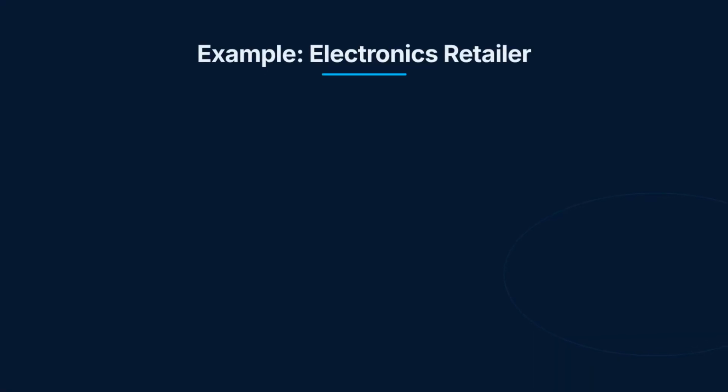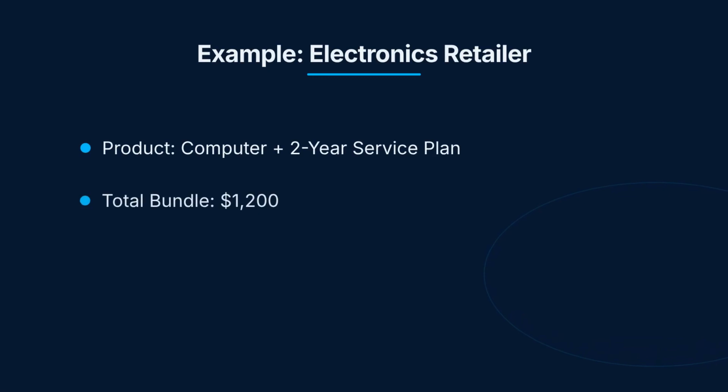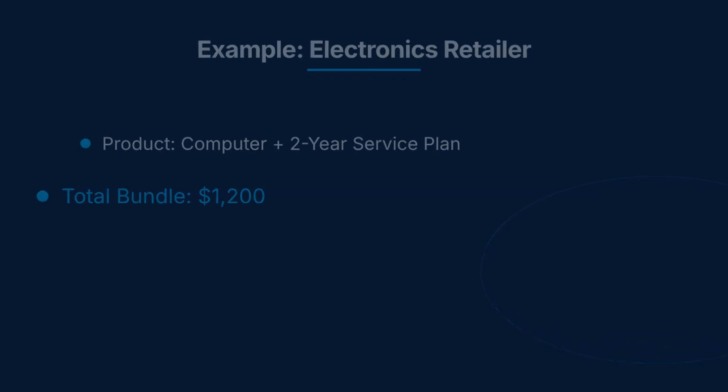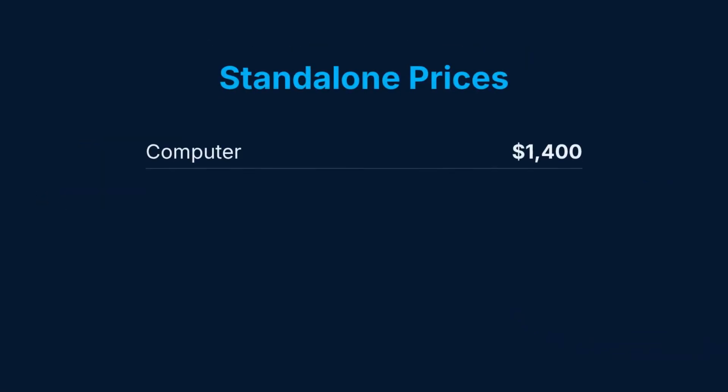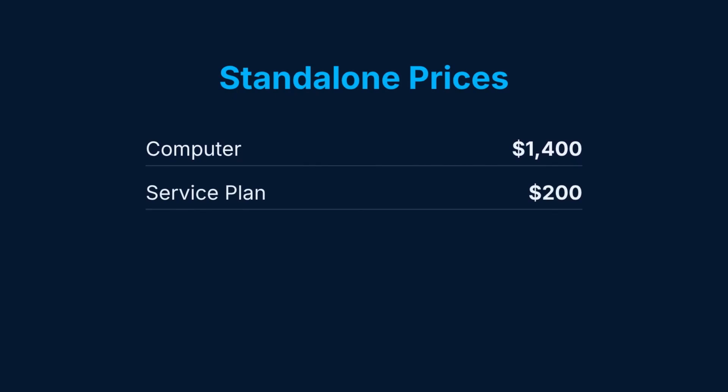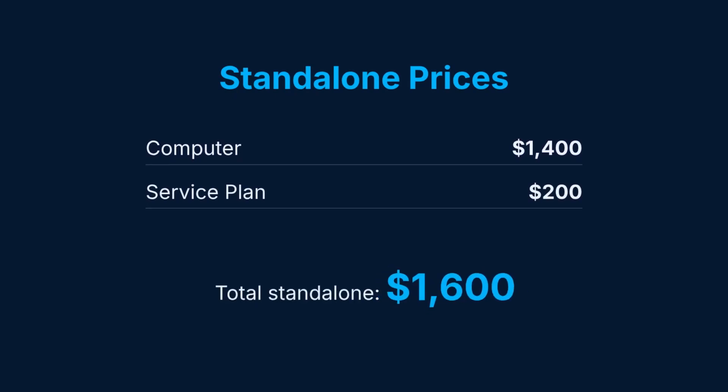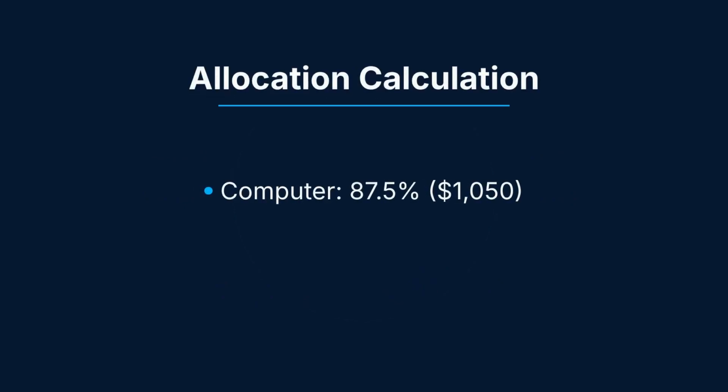Suppose an electronics retailer sells a computer with a service plan for $1,200 total. Separately, the computer is $1,400 and the plan is $200, totaling $1,600 standalone. The computer is 87.5% of the total, so we allocate $1,050 to it and $150 to the service.